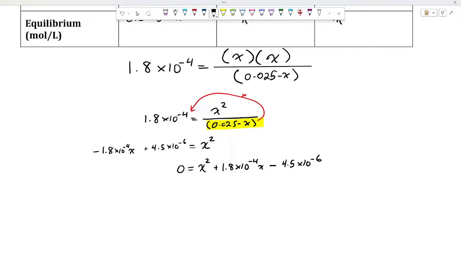A quadratic. What does A equal here? 1. What does B equal? 1.8 times 10 to the negative 4. Ugly. What does C equal? Almost. Very good. And what will X equal?